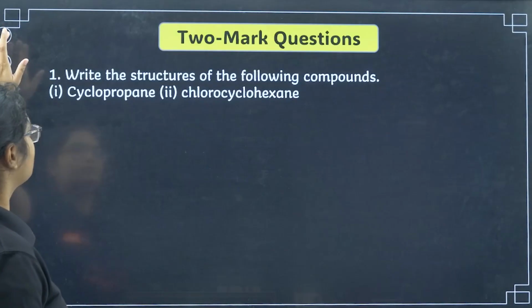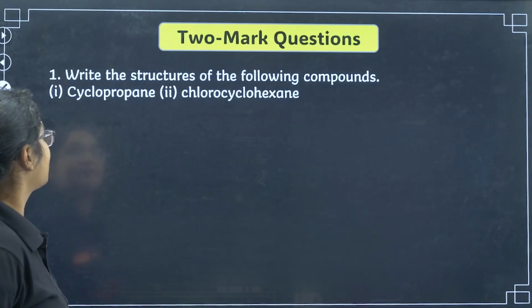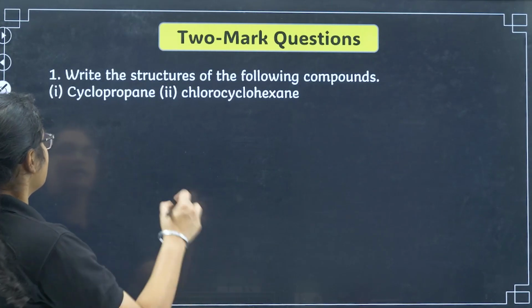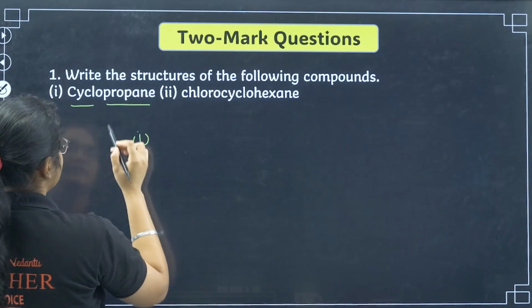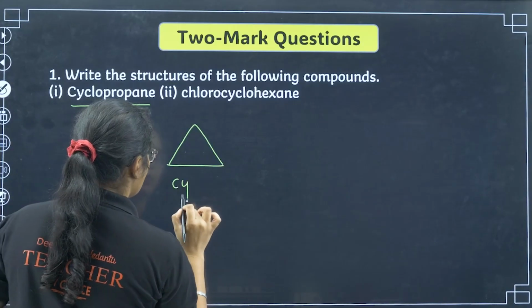Now let's move to 2-marker questions. Write the structures of the following compounds: cyclopropane and chlorocyclohexane. Very simple. Propane is there, that means it has 3 carbons. Cyclo is there, means it is a ring structure. So this is the structure of cyclopropane.